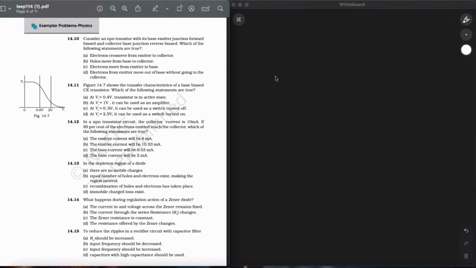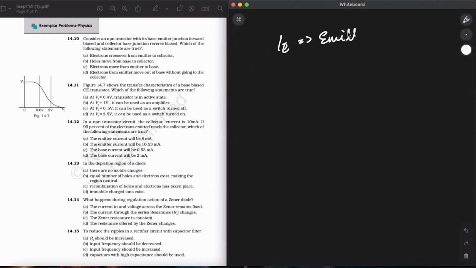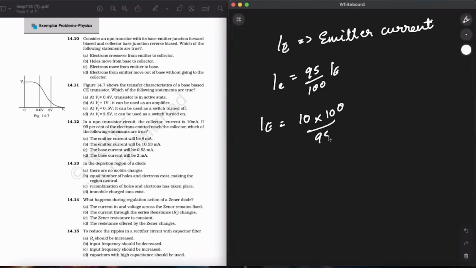Okay, since there is an NPN transistor circuit, option B, the emitter current, let's just calculate for it. Since IE is my emitter current, IC is equal to 95 upon 100 IE. Now this IE is equal to 10 into 100 upon 95. So it will be 10.53 milliampere.